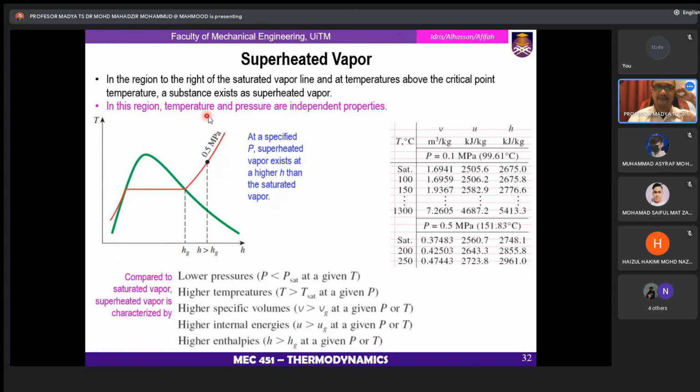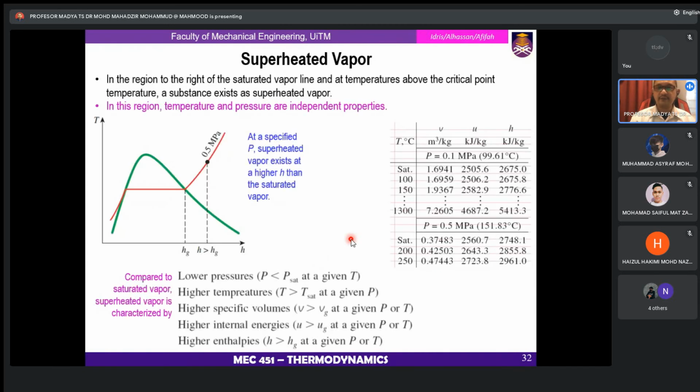In this region, temperature and pressure are independent properties. Compared to saturated vapor, superheated vapor is characterized by, this is all theoretical, lower pressure, higher temperature, higher specific volume, higher internal energy, and also higher enthalpy. So this is for superheated.